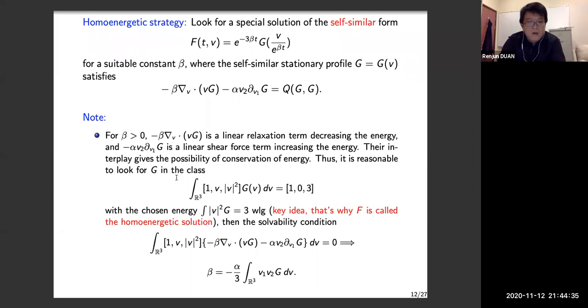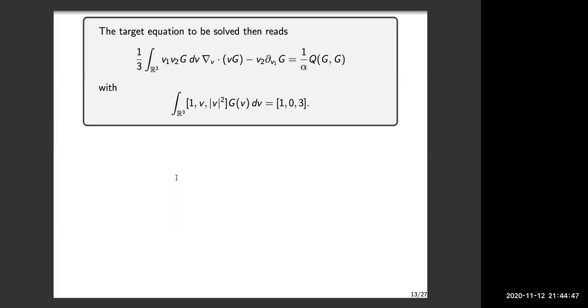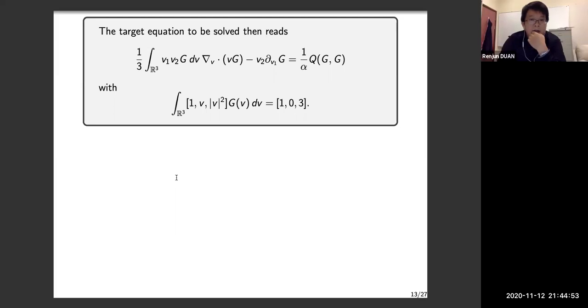So now we can formulate the problem for the stationary problem. I mean, to look for a solution, we are going to look for a self-similar profile, capital G, and this G will be determined simultaneously with this beta, but beta will be determined by the solvability of G. The target equation to be solved will then be reduced to this equation without any unknown constant, but with this kind of restriction. So this is good.